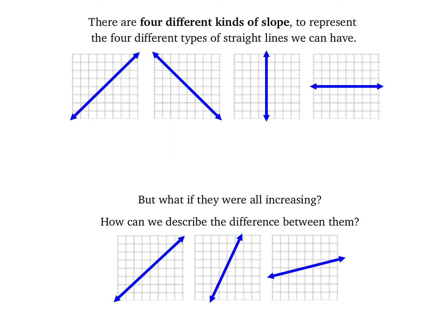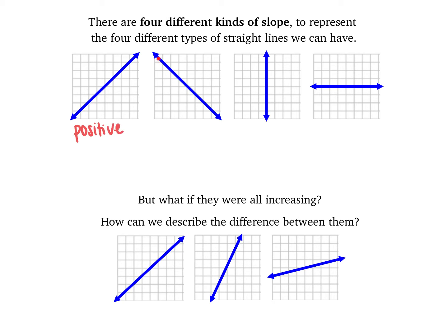So first off, there's 4 different kinds of slope to represent the 4 different types of straight lines that we could have. It's important that when you're reading a graph, you start on the far left and work your way right. So in this graph, when we start to the left and work our way right, it's important to note that this is increasing. As we move right, it's also going up. This has what we call a positive slope, so it's increasing over time.